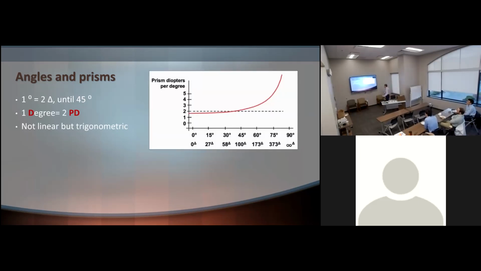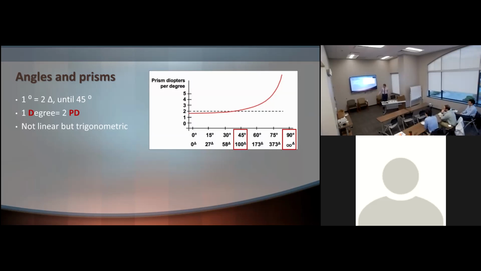So as we said, the angle of deviation in degrees is multiplied by 2 to give you the prism diopters until we reach 45. After that, it becomes exponential. When you have 90 degrees of deviation of the light, there will be infinite prism diopters for that. And again, at 45 degrees of deviation, you can imagine a patient with 45 degrees of exotropia.